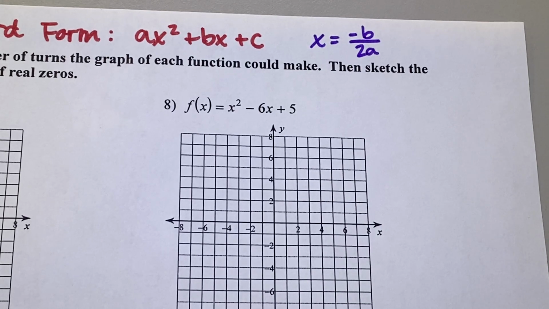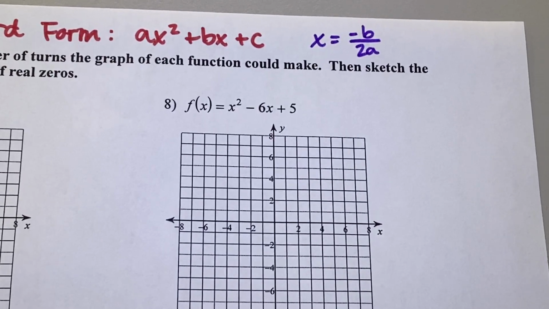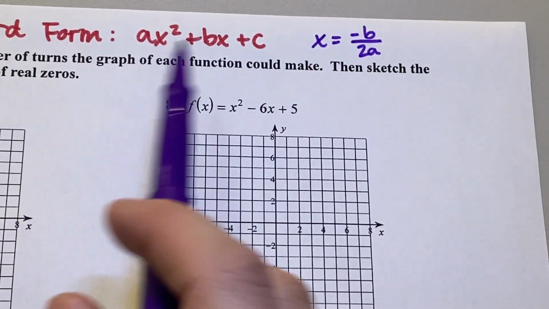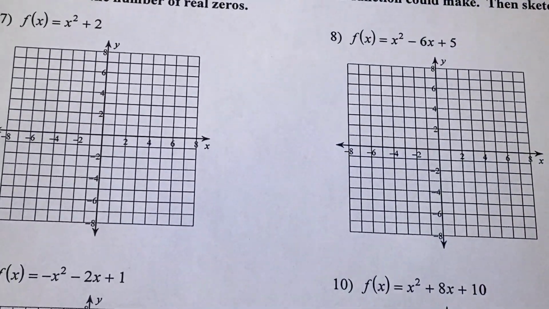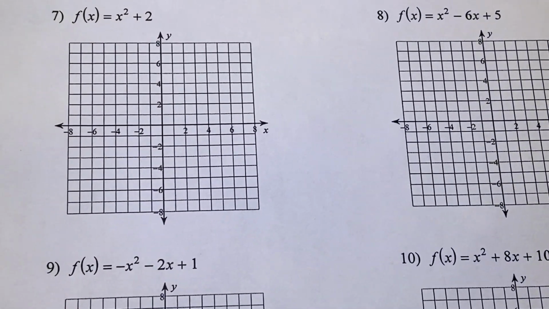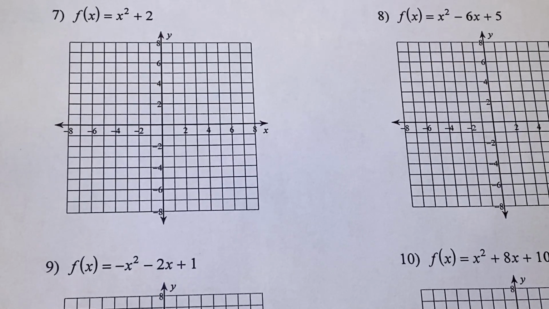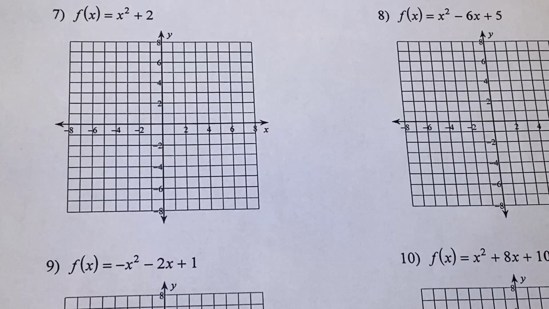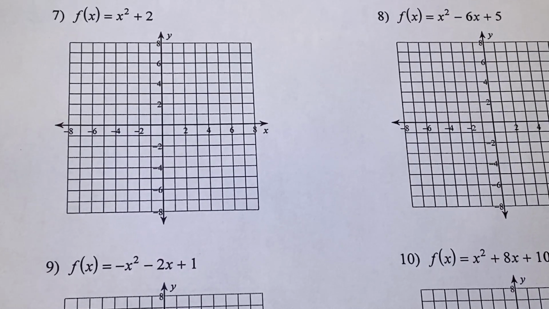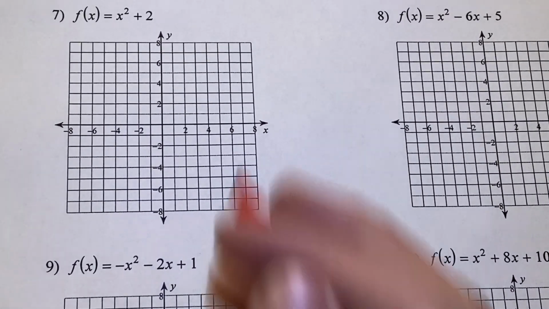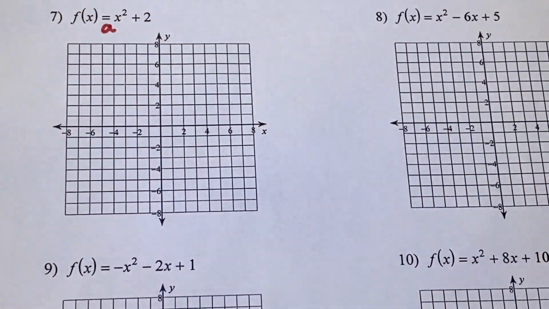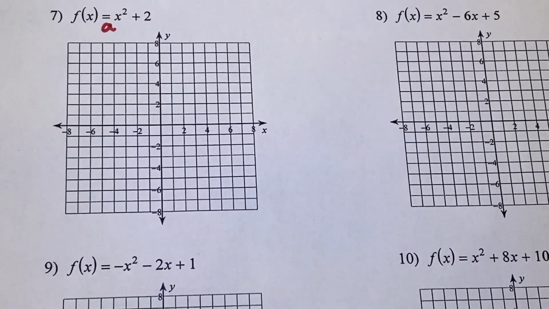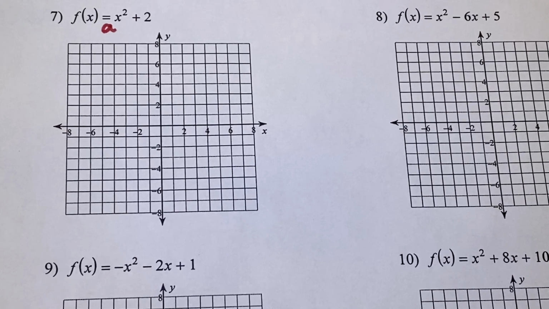Yep. Okay, so we need to identify A, B, and C for these quadratics. Now look at number 7. A, B, and C. What do you think? Kaylee, what's my A, B, and C here? Your x is a, there's this invisible 1. Your b is x squared, and ayo. Where's the C? Good question.